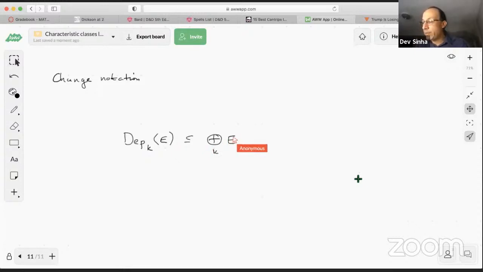And this is the subspace of k-tuples so that that collection is dependent.